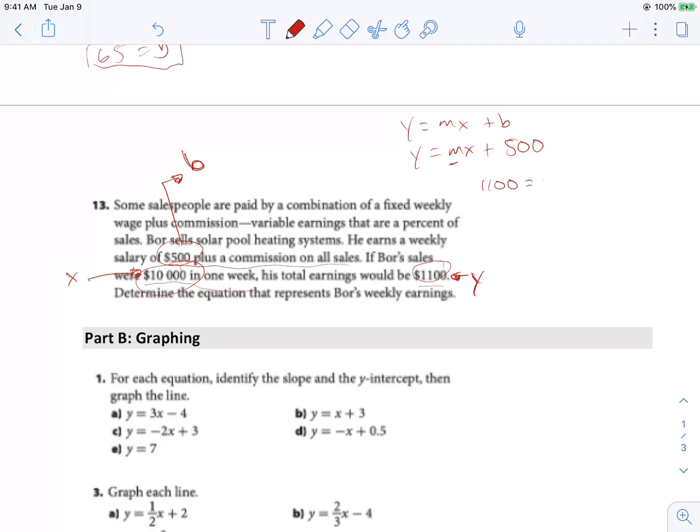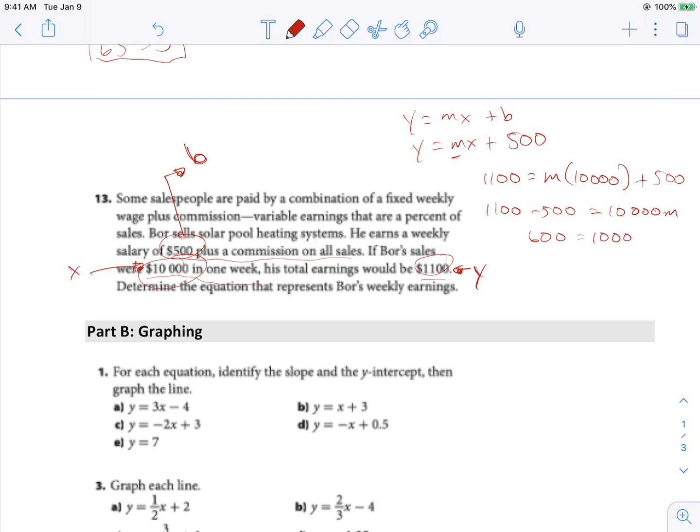1,100 equals m times our x value, which is 10,000, plus 500. So all we did there is plug in those other two numbers they gave us, and now we're able to solve for m. So we'll swing this over. 1,100 minus 500 equals 10,000 m, and we get 600. I'll erase that little weird thing going on there.